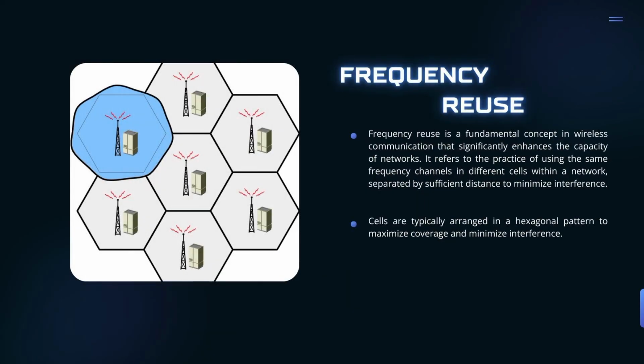Frequency reuse is a fundamental concept in wireless communication that significantly enhances the capacity of networks. It refers to the practice of using the same frequency channels in different cells within a network, separated by sufficient distance to minimize interference. Cells are typically arranged in a hexagonal pattern to maximize coverage and minimize interference. The design allows frequencies to be reused in non-adjacent cells, effectively increasing the network's capacity.